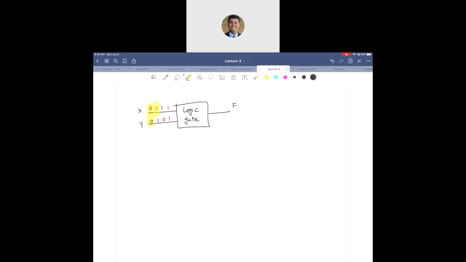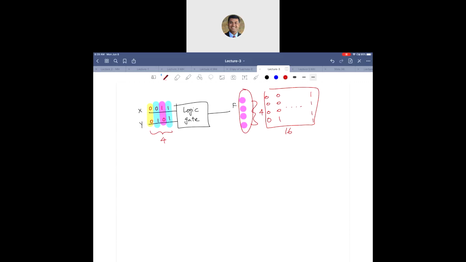So let me just highlight those: 1, 2, 3, and 4. Four different possibilities. For each of those four possibilities, you might get a different entity at the output. So you get 1 here, 2 here, 3 here, 4 here. So if there are four outputs that are possible because there are four input conditions, how many different unique possibilities can there be for the output itself? Because the output can be 0 0 0 0, 0 0 0 1, all the way to 1 1 1 1. So you can have 16 possible combinations for that particular output F when you have two inputs X and Y.